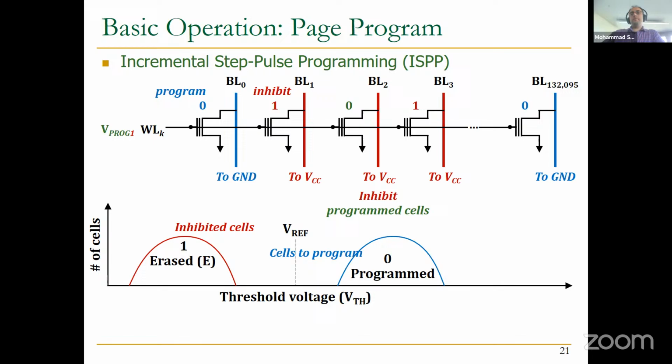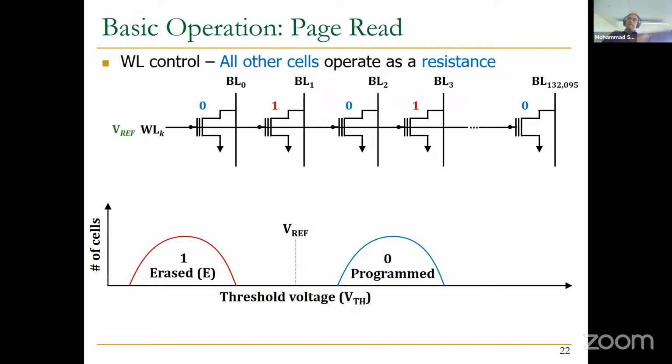Okay, good. So for reading from a page, all the word lines that are not your target, you need to apply VPass, as I said. But remember, whenever you apply VPass, it can have the effect of weak programming, and that causes some reliability issues that we will discuss in future lectures. But you apply VREF to the row that you want to target and read, and to the other rows you apply VPass.